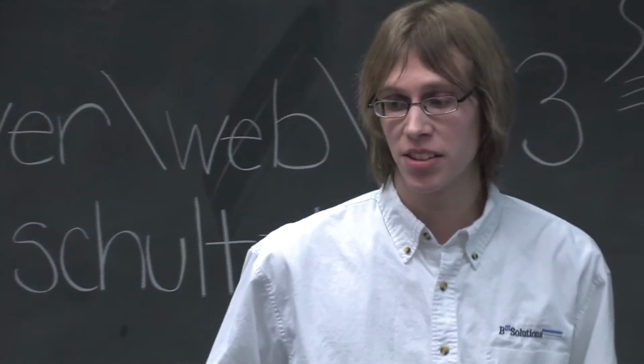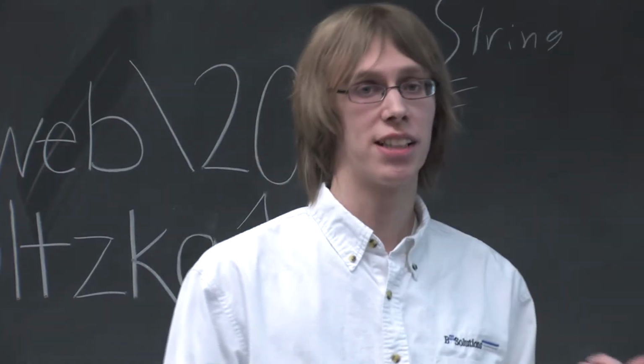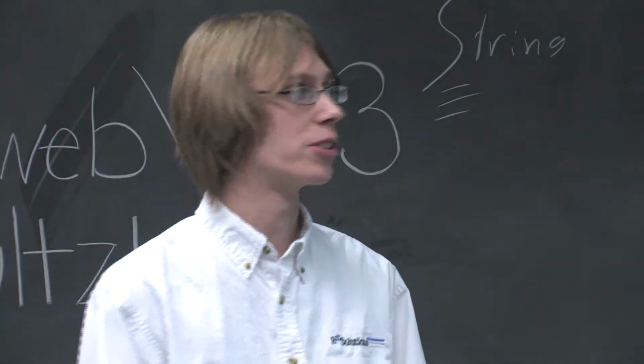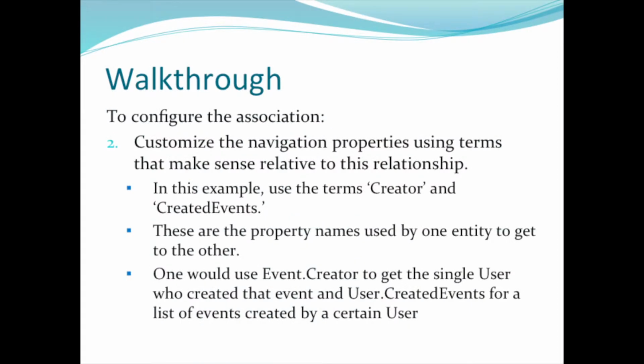Okay. To configure this association, you need to select both ends of where it's going to go, in this case events and users. You set the multiplicity from many to one, and it'll also ask you if you want to create the navigational properties, so you can directly jump from one object to the other without having to do any queries yourself. In this case, they're going to be called Creator and CreatedEvents.